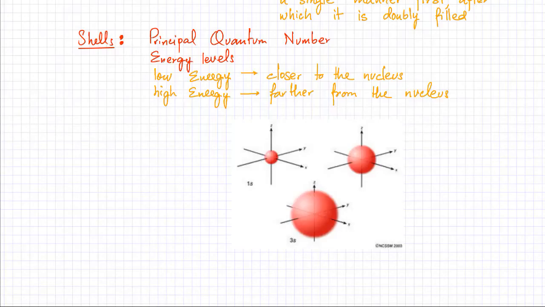The last thing that we discussed was about shells. And remember, shells were energy levels. They were also called principal quantum numbers. So a given shell of an orbital would describe the energy of the orbital or subshell.